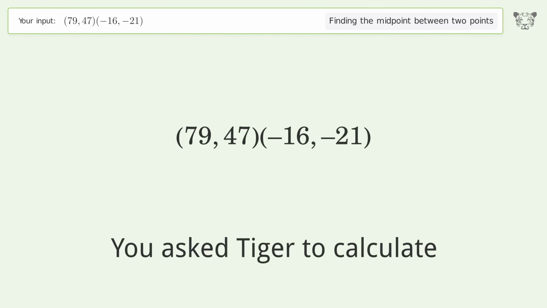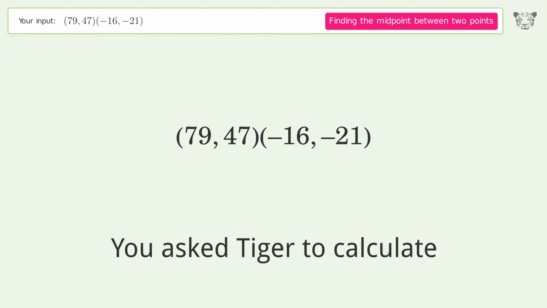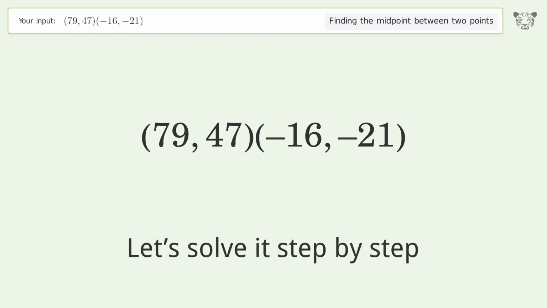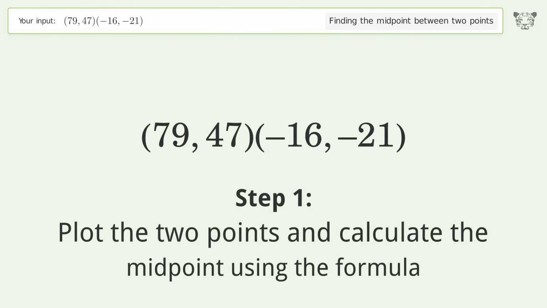You ask Tiger to calculate. This deals with finding the midpoint between 2 points. The midpoint between the 2 points is 31.5, 13. Let's solve it step by step. Plot the 2 points and calculate the midpoint using the formula.